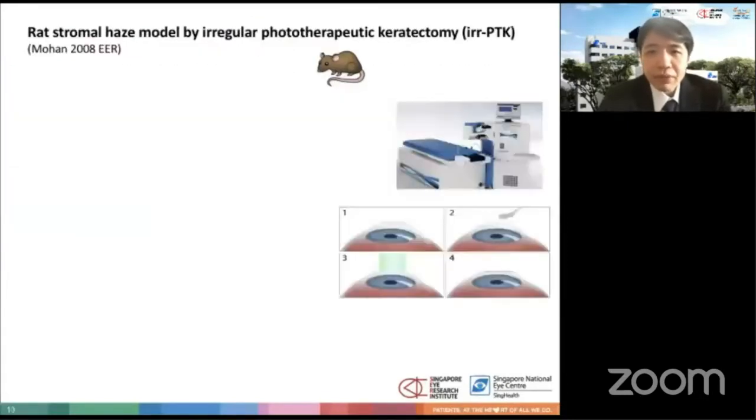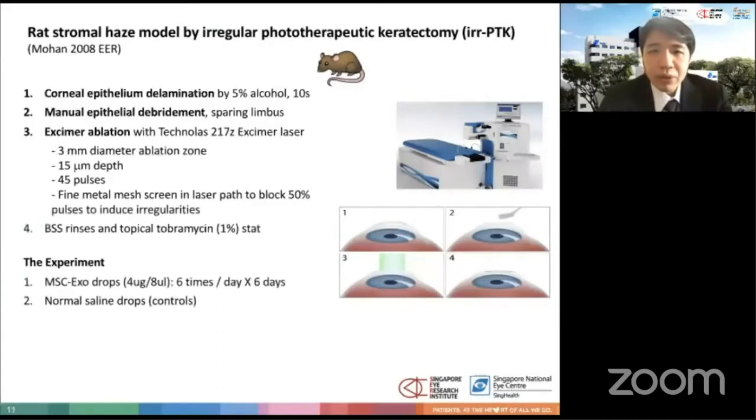Having established an optimal dosing frequency, we moved on to evaluate the effects of topically applied exosomes to our established rat stromal haze model. Stromal haze was induced using irregular PTK, or phototherapeutic keratectomy, and exosomes were applied 6 times a day, which is every 3 hours, and normal saline was used as controls.